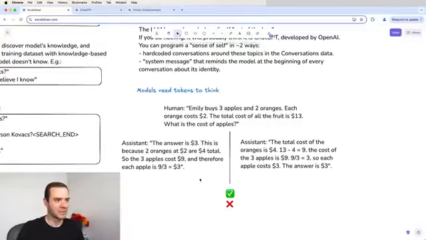consider the following prompt from a human. Suppose we are building out a conversation to enter into our training set of conversations. We're going to train the model on this. We're teaching it how to solve simple math problems. So the prompt is, Emily buys 3 apples and 2 oranges.